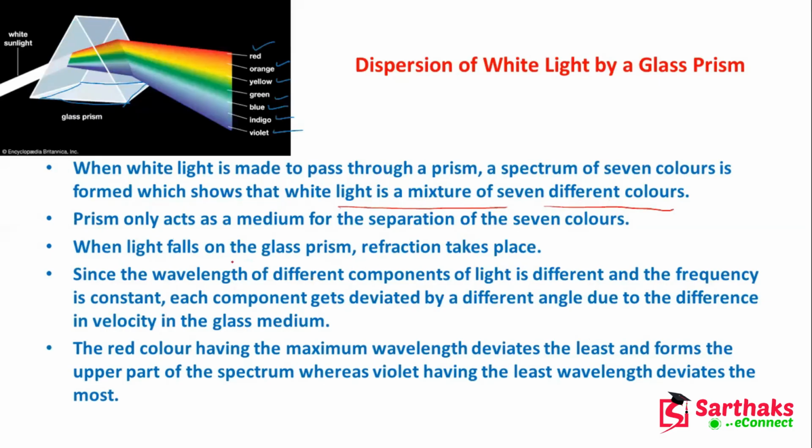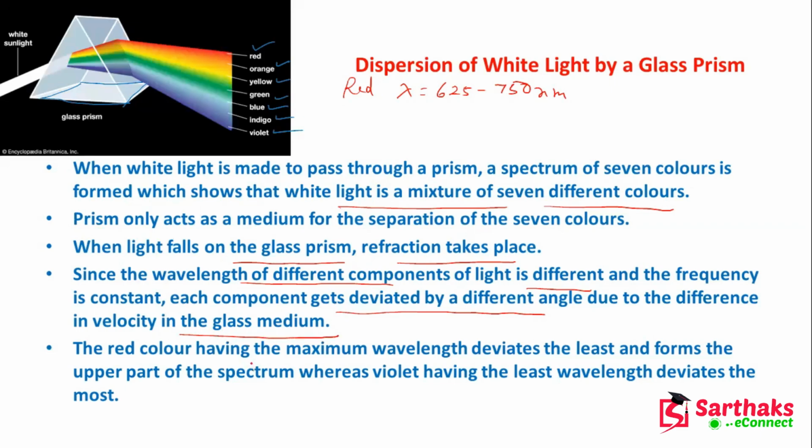And when light falls on the glass prism, refraction takes place, and this refractive angle will be different for different wavelength of the ray, right? Since wavelength of different components of light is different, because the red, you know that the wavelength is 625 to 750 nanometer. So there are different wavelengths for every color, and frequency is constant. Each component gets deviated by a different angle due to the difference in velocity in the glass medium.